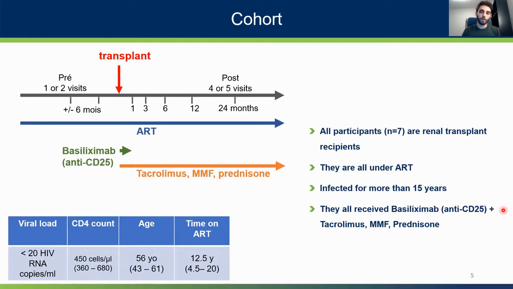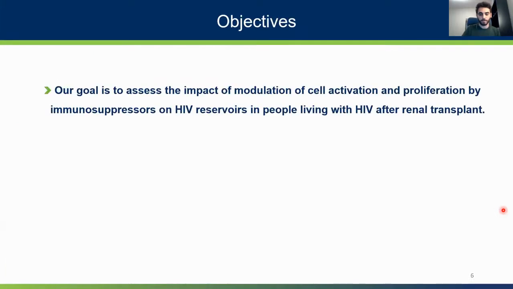So we receive 1 or 2 samples before the transplant that we use as a baseline, and then we receive usually between 4 or 5 samples following the transplant at regular intervals. So our goal is to assess the impact of modulation of cell activation and proliferation by immunosuppressors on HIV reservoir in people living with HIV after renal transplant.